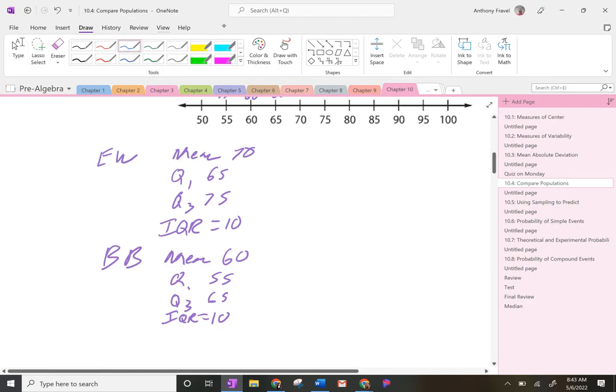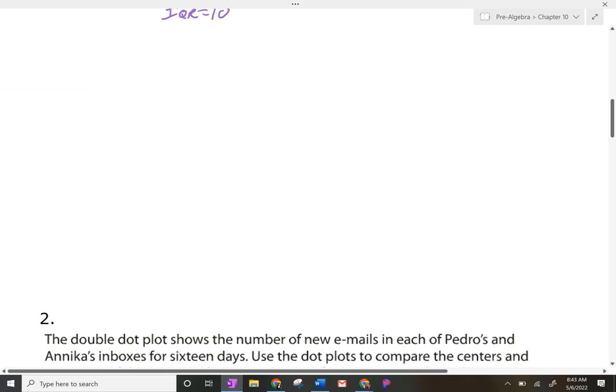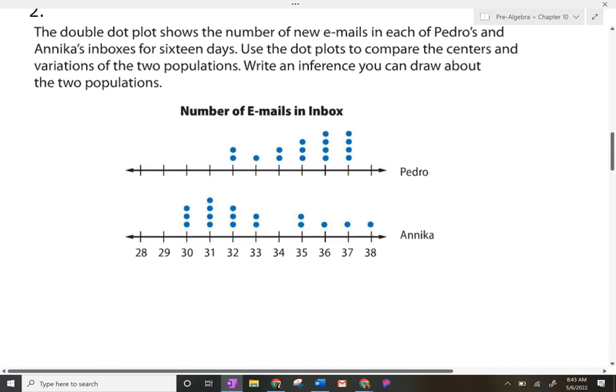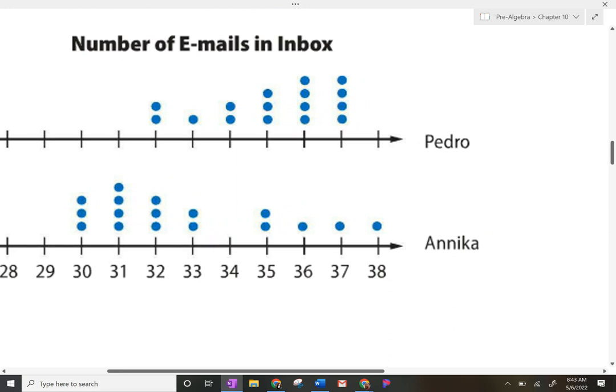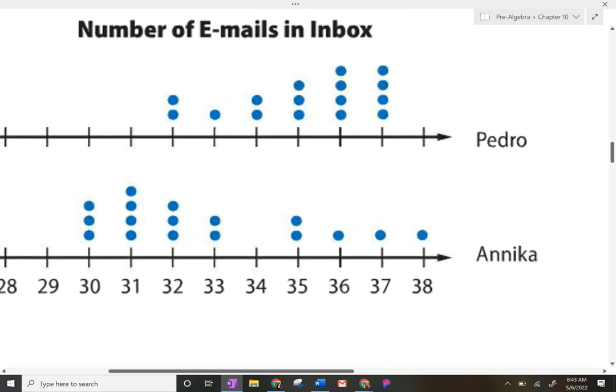So let me get an itty bitty pen. Sorry about that. Because it already is in order, I've got the numbers 28 all the way through 38. They kind of go in order. It told me how many days they had. They had, what was it, 16? Yeah, they had 16 total days.